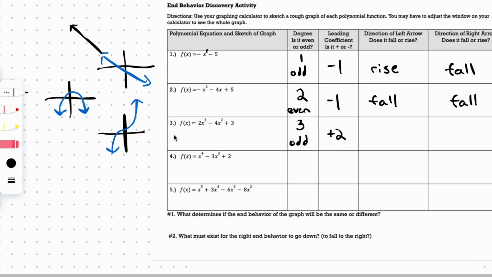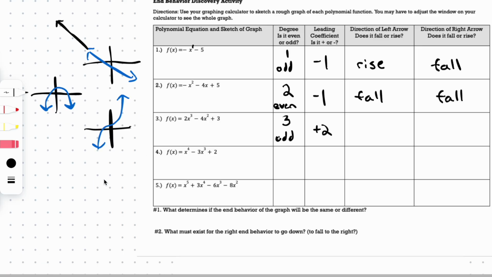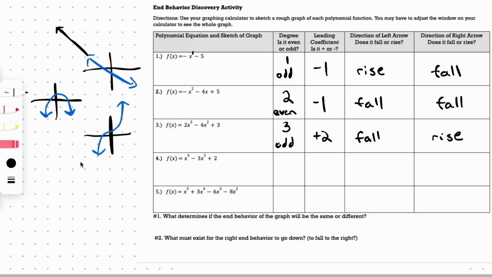And we see that our left arrow is falling. So it's going to keep on going down in this negative direction, while our right arrow is going to keep on rising up to positive infinity. Okay, we're going to do one more, but look at some of this information, whether our degree is odd or even, and whether our leading coefficient is negative or positive, and see if you start to notice any patterns.